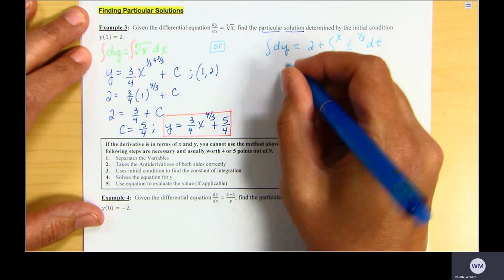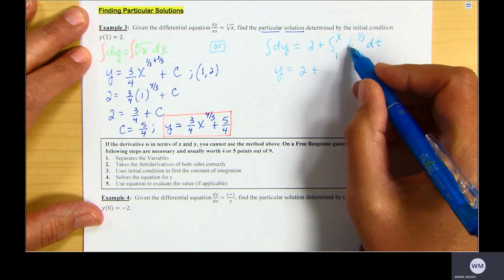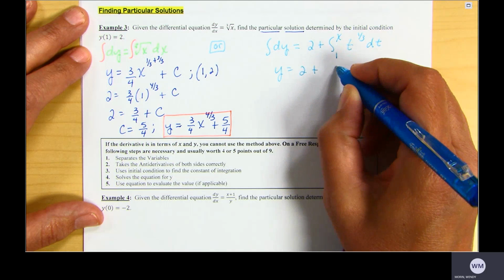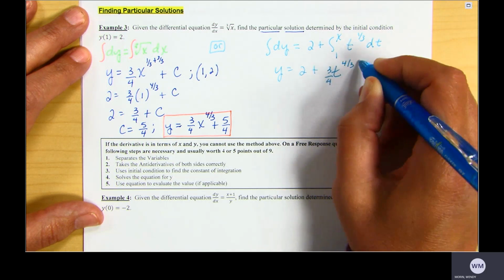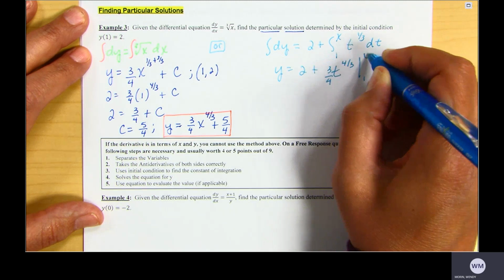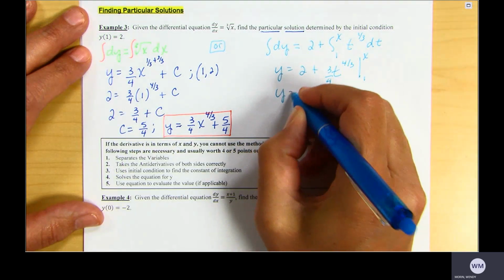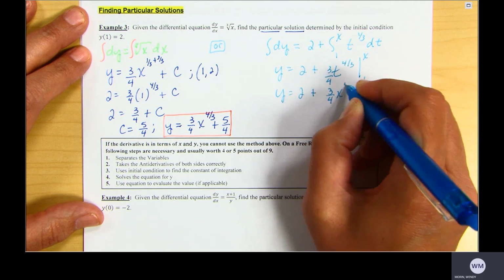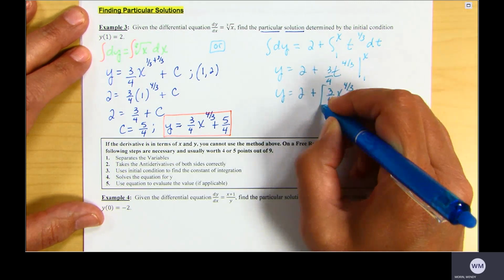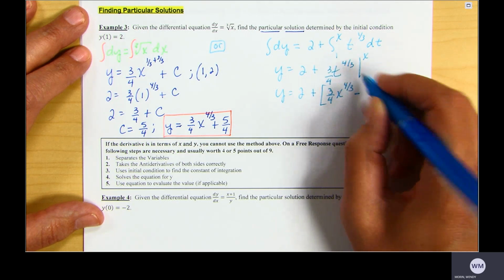So when I integrate dy, I get y, and over here, when I integrate this, I end up getting t to the 4/3 again, multiplied by 3/4, and I'm evaluating that from 1 to x. That's how it's going to be different. So I'm going to go ahead and do y equals 2 plus I plug in my x. I get 3/4 x to the 4/3. There's my f of b minus my f of a.